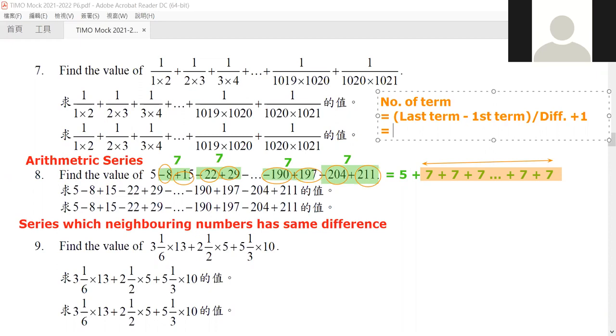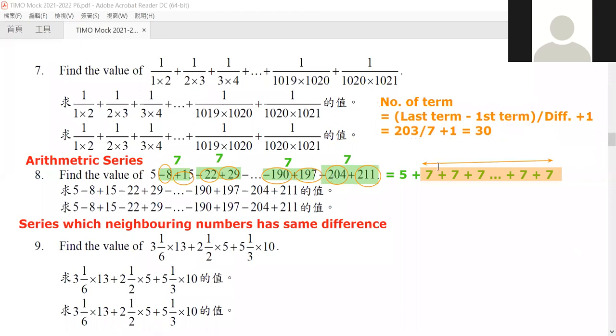So if we try to do this, it will be 211 minus 8 is equal to 203, divided by 7, and then plus 1. So 203 divided by 7 is equal to 29, plus 1, and it will equal 30. So there are 30 terms here.